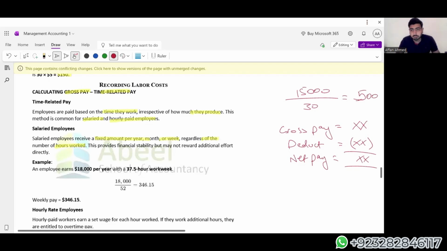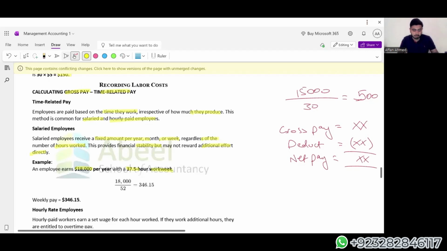So if I'm getting 500 rupees per day, irrespective of what work I am doing, whether I am being productive or not, I am getting 500 rupees per day. This is a fixed salary. This is the benefit of a fixed salary. Now this provides financial stability and may reward additional pay for less effort directed towards the work. So if an employee earns 18,000 per year, with a 37.5 hour work week, he is basically making 346.15 per week.